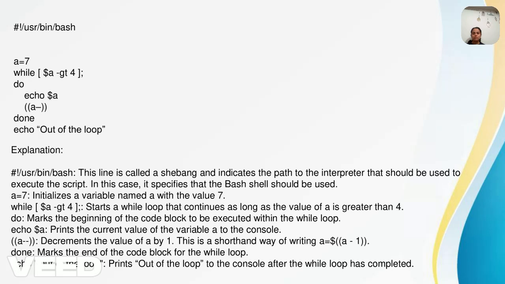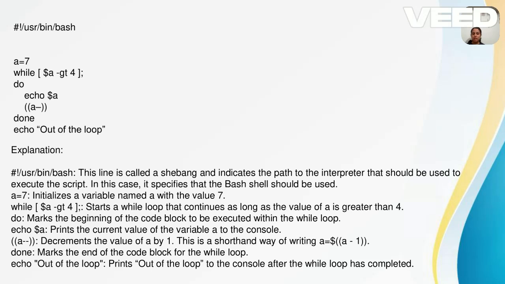This is the example for while and for conditions. In this starting line, which is at the top, it indicates the path to the interpreter that should be used to execute the script. In this case, it specifies that the bash shell should be used.